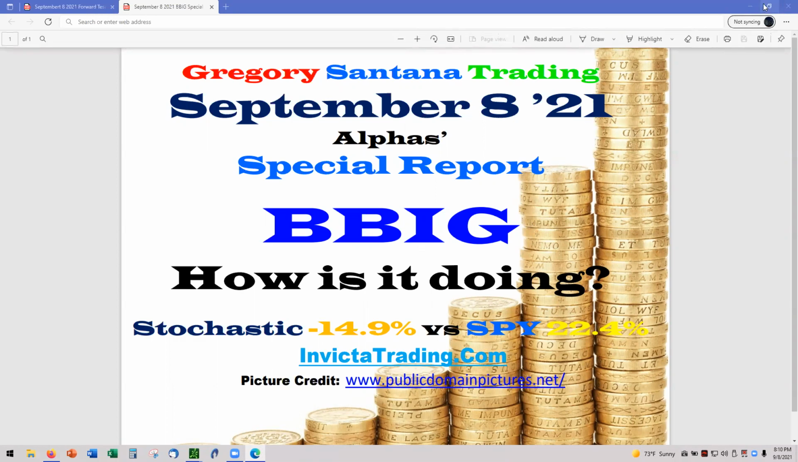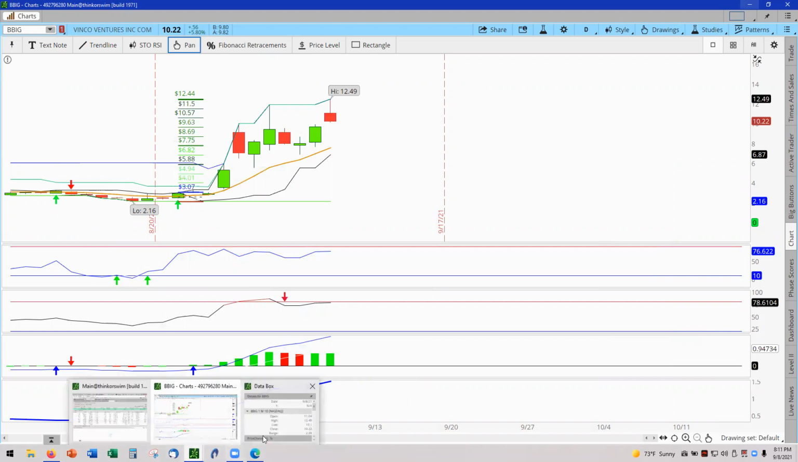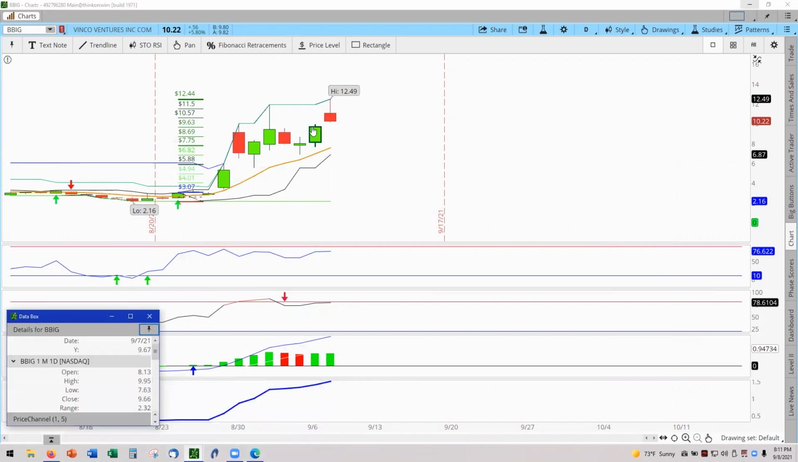How's it doing? Let's take a look. Okay, BBIG had a big push to almost 12.50 and a pullback. It opened at 11.04, then shot to the high of 12.49, fell back, and closed at 10.22.